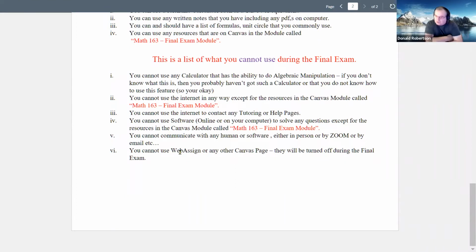And WebAssign will have disappeared. Right, so if you went to WebAssign, the only thing you'd see is your ebook. Canvas will have disappeared except for the one module at the top that has all the information you need. Right, that'll be gone as well. So you won't be able to watch videos anymore. You won't be able to look at solutions to midterms or anything else. So it's your job to be aware of that.